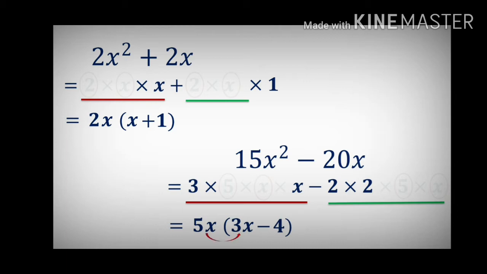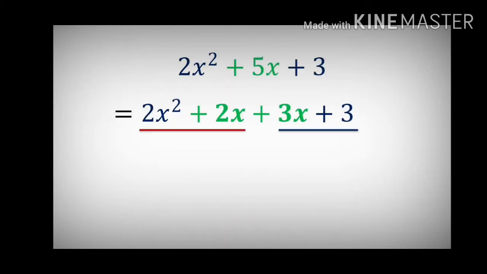We can check our answer. 5x into 3x will give you 15x squared, and 5x into minus 4 will give you minus 20x. Always you have to keep a check on this one. When you multiply it back, you have to get back the expression again. So let's continue with the question.